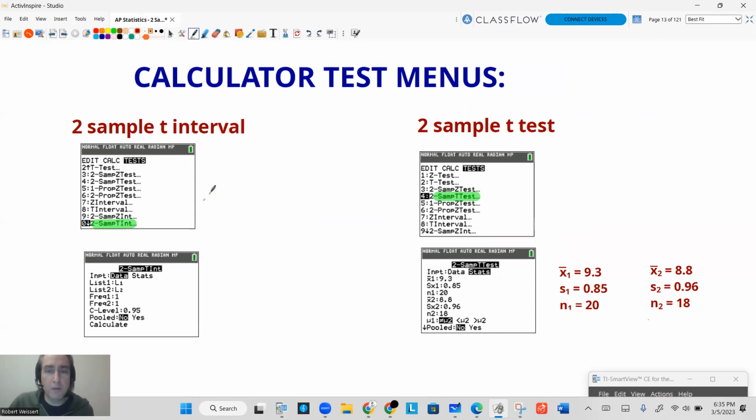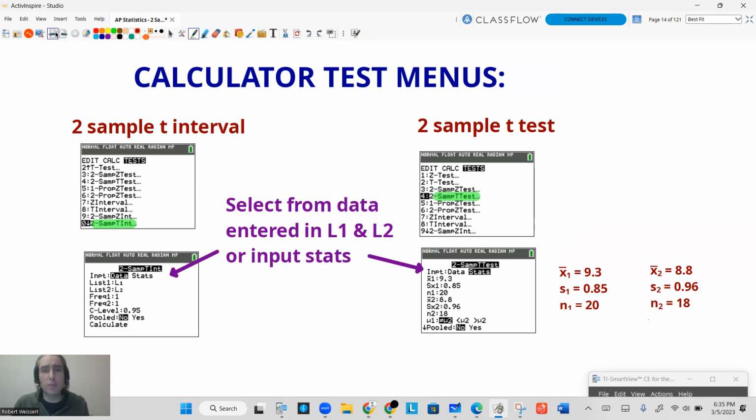I want you to pause the video and see if you can identify the part in your TI-84 calculator that has the two-sample t-interval. It's going to be option 0. And the two-sample t-test is going to be option 4. And when you're calculating an interval, you're going to either put the data in L1 and L2 if you have the lists of numbers to work with. If you have the statistics like I'm giving you here, you'll go ahead and put that right into the stats. So if you highlight stats over there, it'll bring up the space to put in the X bar 1, standard deviation 1, and so forth.